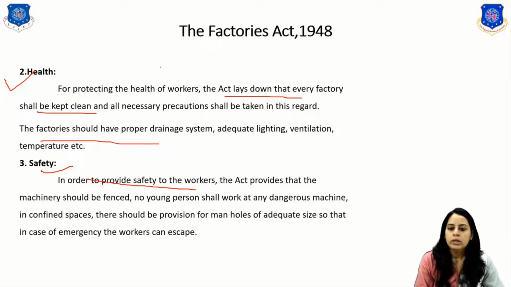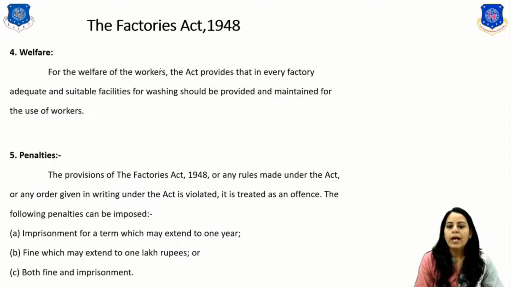The next one is welfare. For the welfare of the workers, the Act provides that in every factory, adequate and suitable facilities for washing should be provided and maintained for the use of the workers. Basically, facilities for storing and drying clothing, facilities for sitting, first aid appliances, shelters, restroom, and lunch room should be provided.